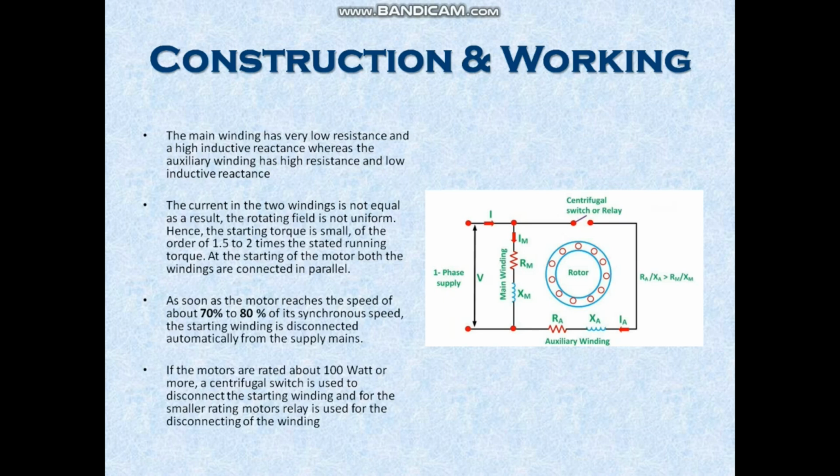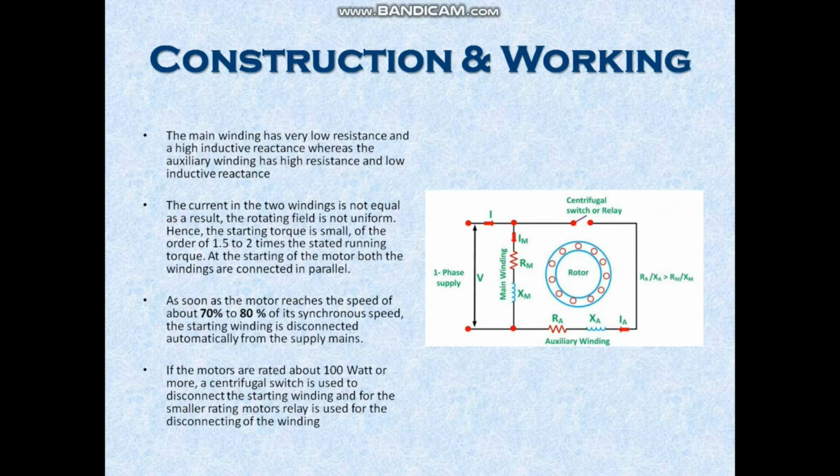At the starting of the motor, both the windings are connected in parallel. As soon as the motor reaches a speed of about 70 to 80% of its synchronous speed, the starting winding is disconnected automatically from the supply mains.